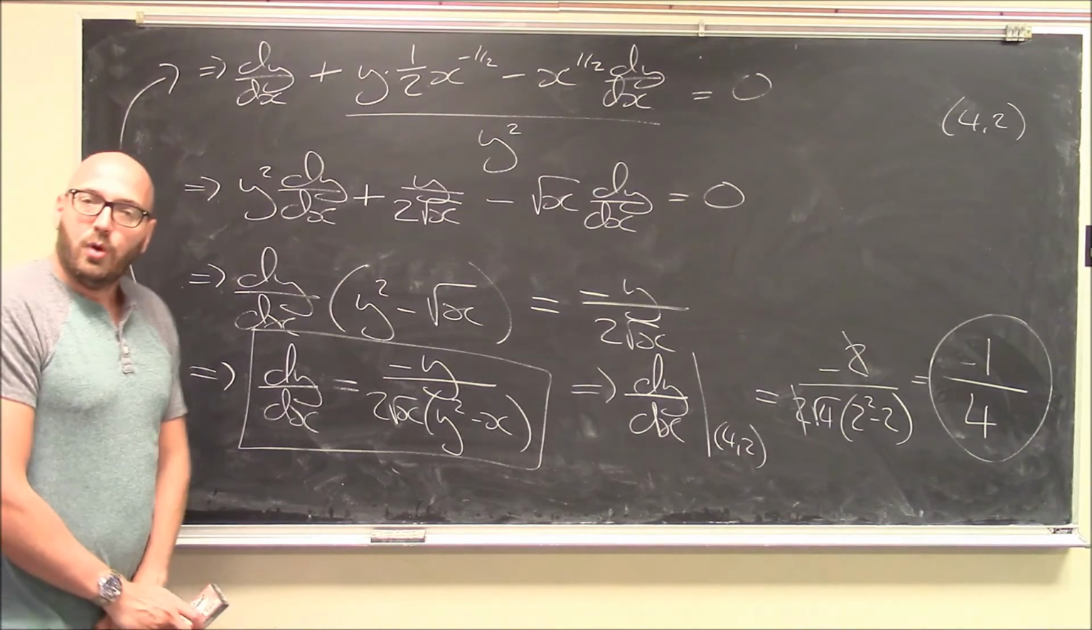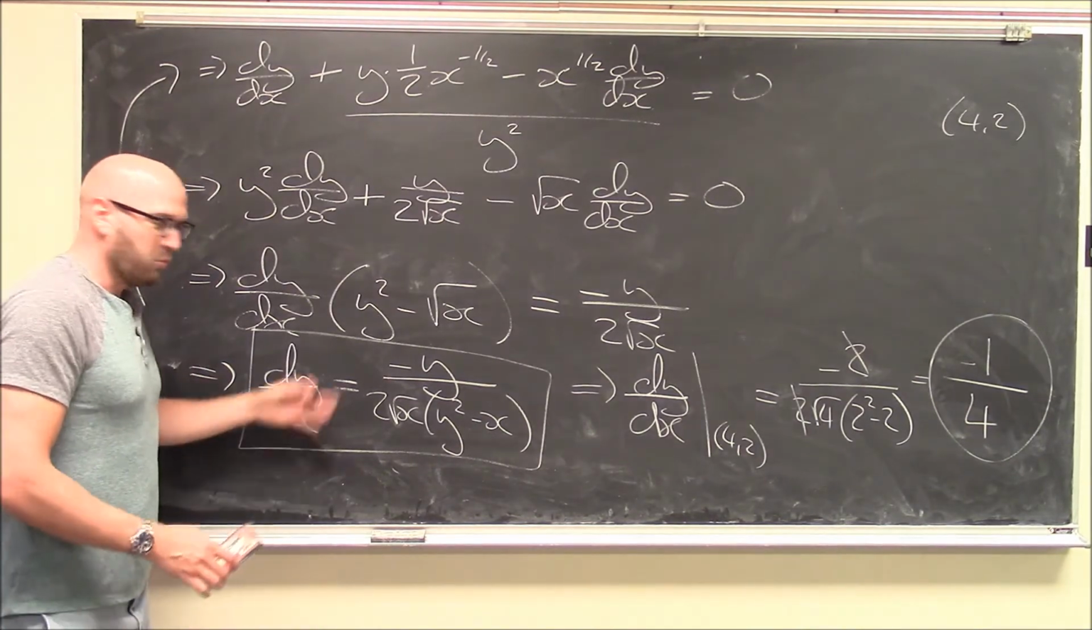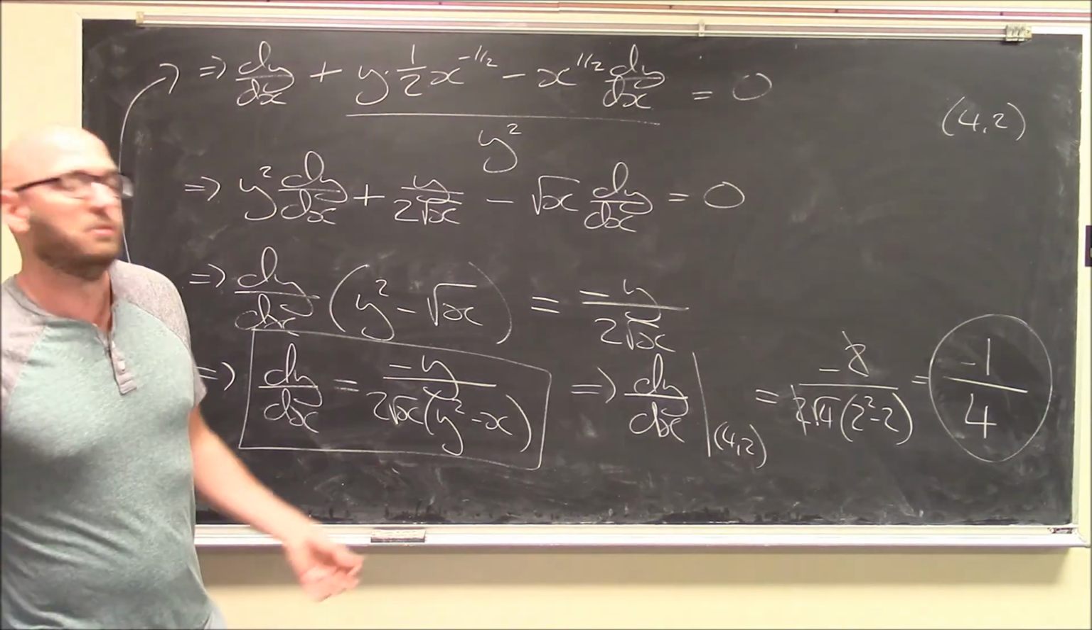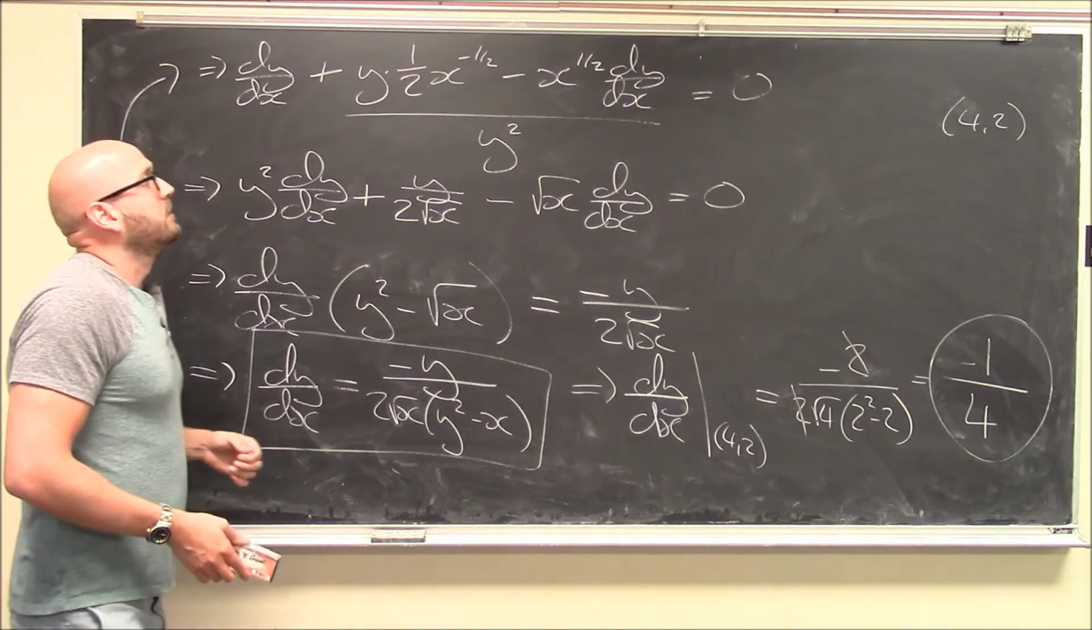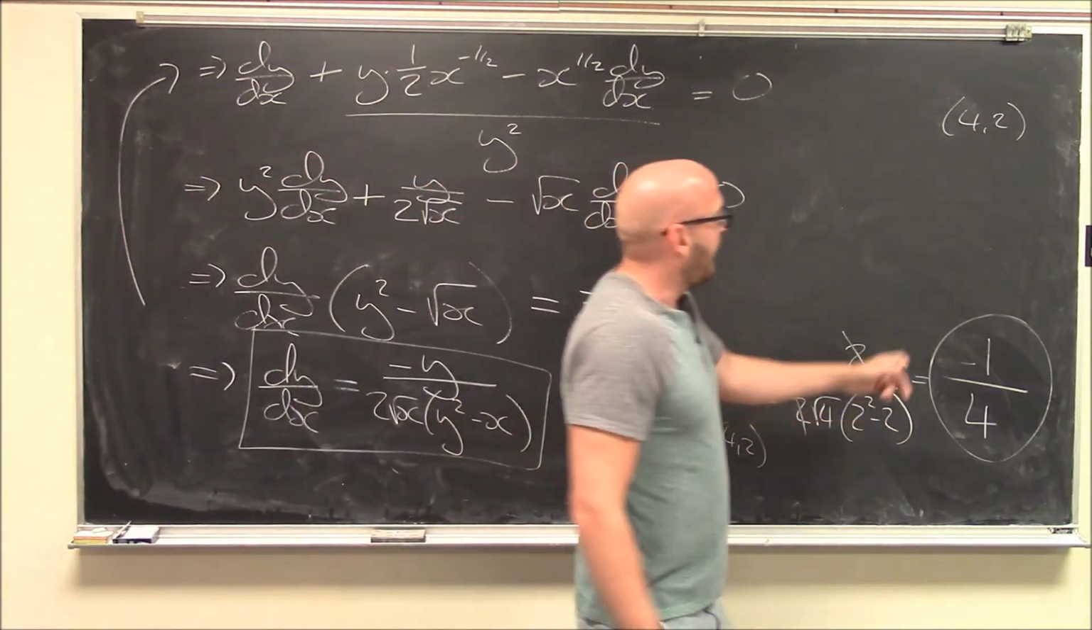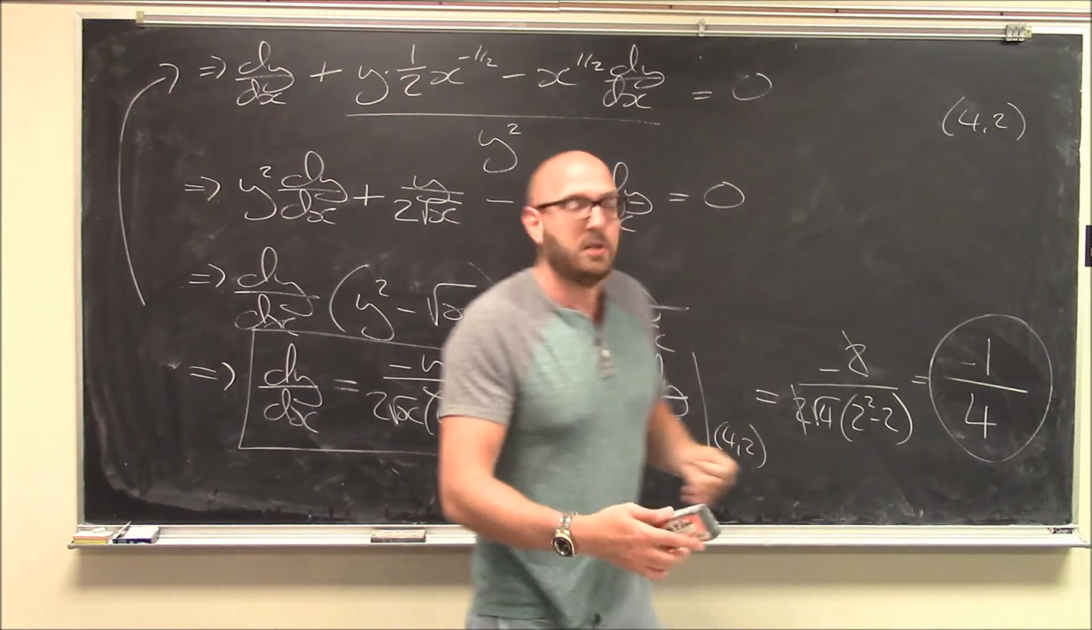And that's really what we wanted, right? We didn't just want the derivative. It wasn't just a question of find the derivative dy over dx. It was actually find the derivative at the point 4,2 so we can find the slope of this tangent line.